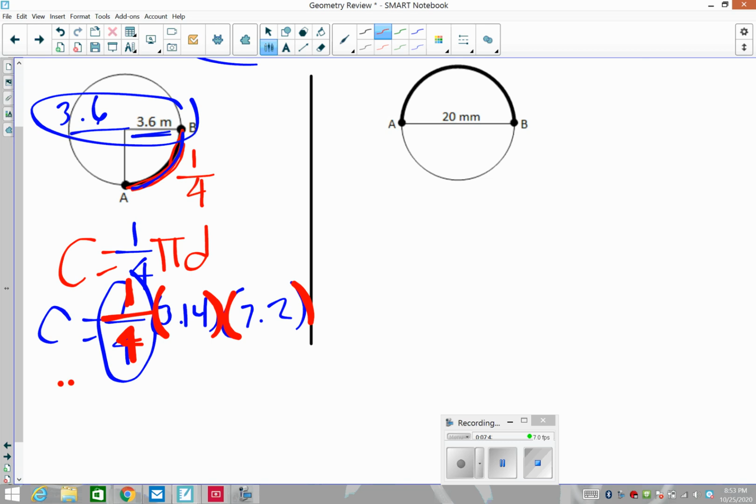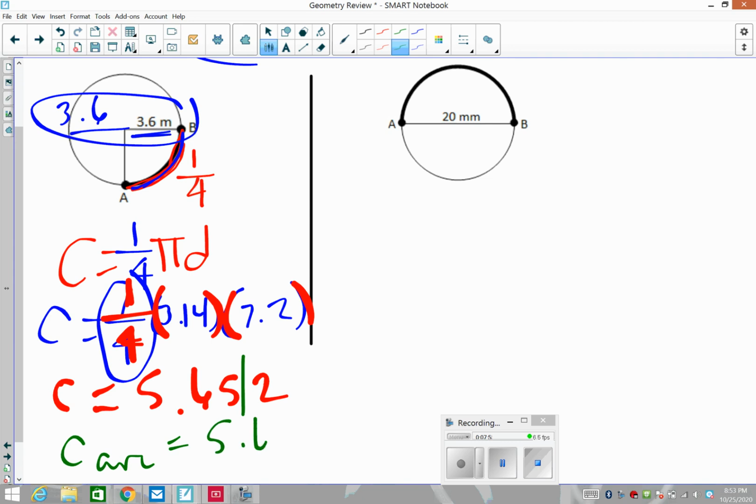So I'm getting that the circumference of that arc is 5.652. If we cut it out to the hundredths place, then the circumference of the arc would be 5.65 meters. So this distance right here is 5.65 meters. I'm going to verify that real quick in my calculator, make sure I typed it in right. Boom, nailed it. All right, next problem.